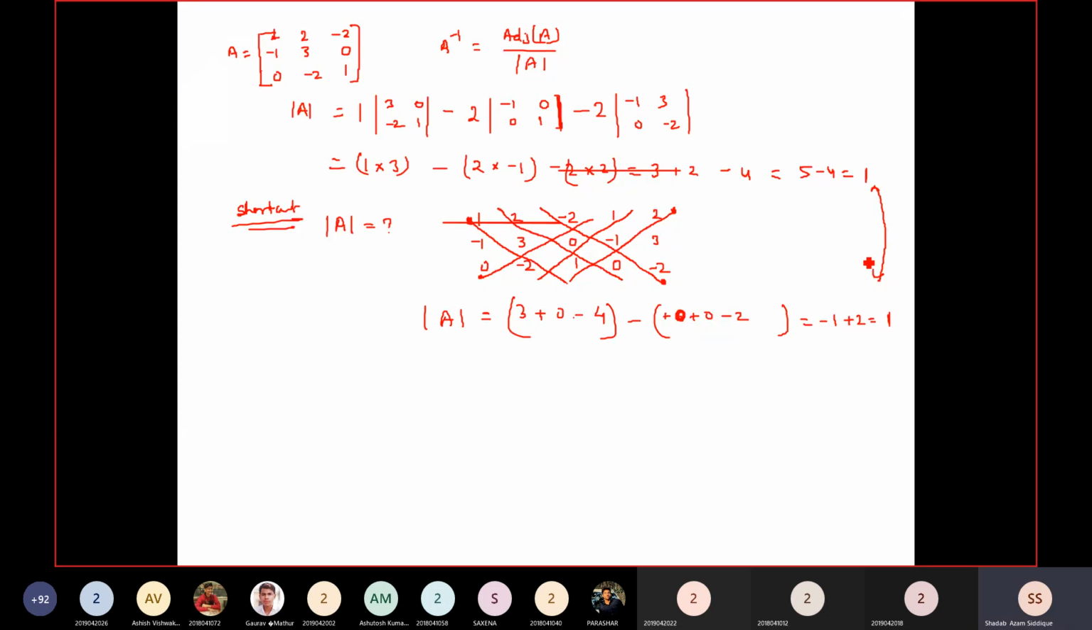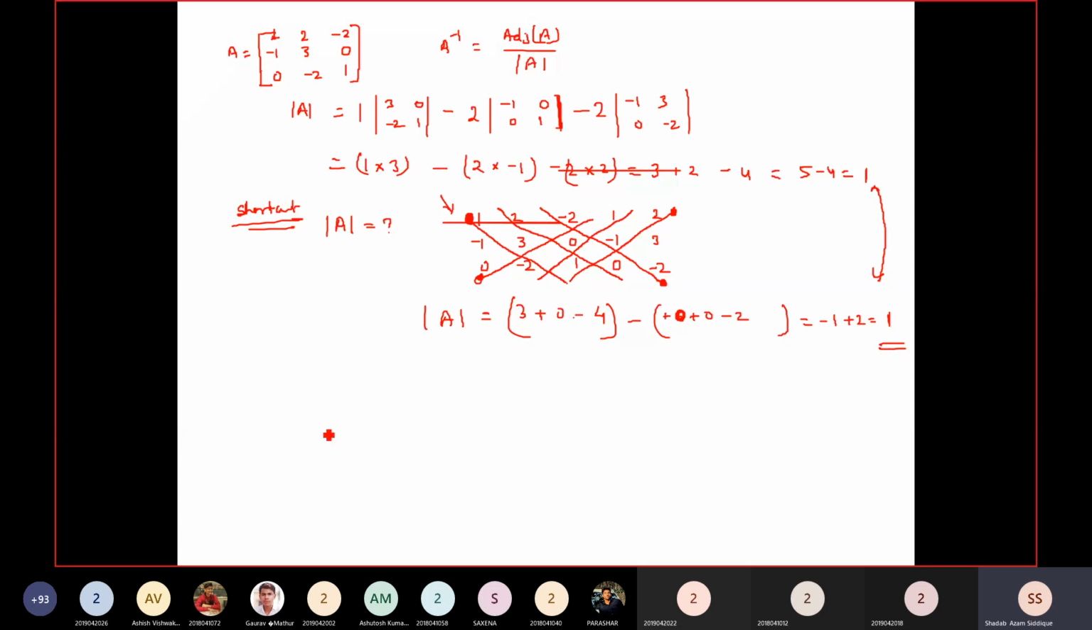You can practice some more problems and try to find out how this works. Start from this point and end at this point. Again start from this point and end at this point. If 0 is there, you just multiply it with 0 and write 0, and then add. The arrows starting from this point get a plus sign, and all these will be written with a negative sign. So this is the method to find the determinant of A.